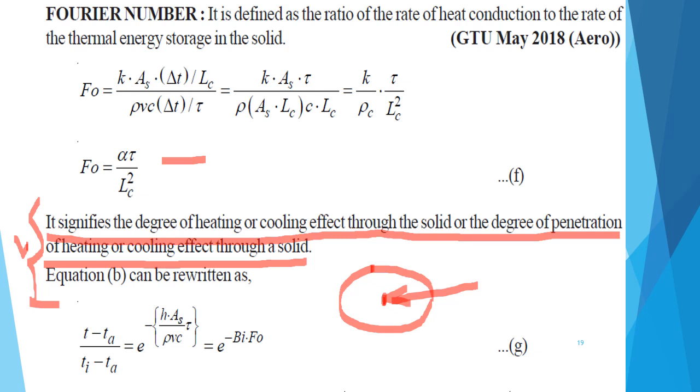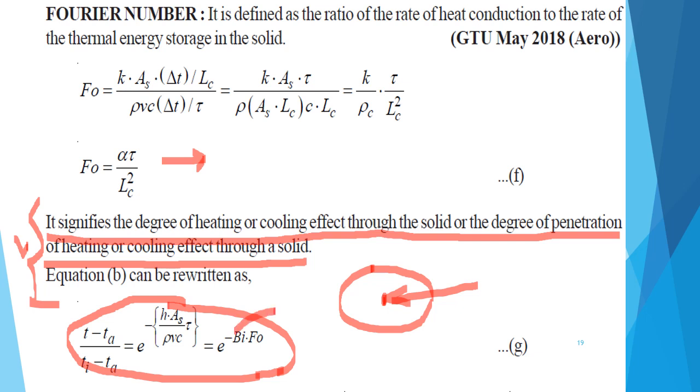This is again a dimensionless number like the Biot number. So I can write (T minus Ta) divided by (T0 minus Ta) equals e raised to minus hAs divided by rho V C into tau, that is nothing but e raised to minus Biot number into Fourier number. This equation which we are observing at present is the equation for transient or unsteady state heat transfer for the solid body, where the Biot number and Fourier number are dimensionless numbers.